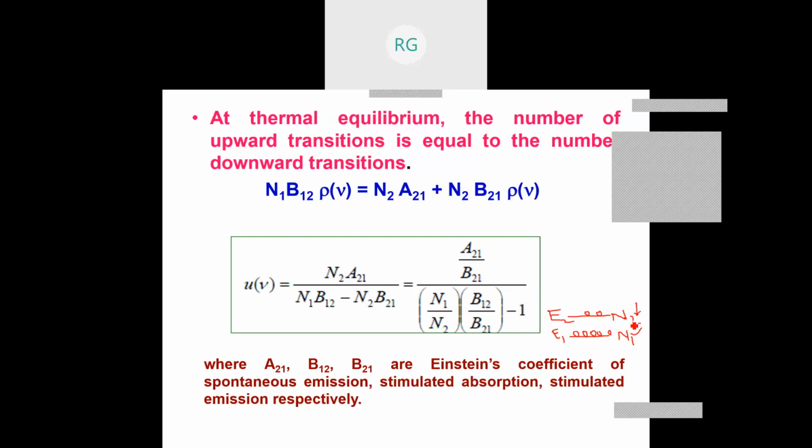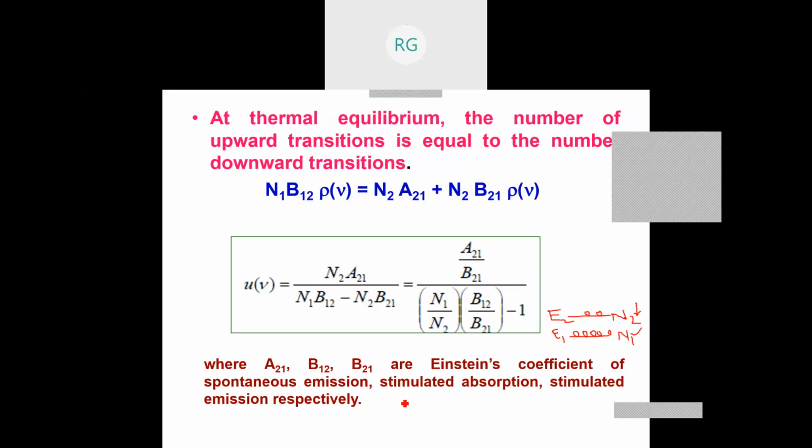So how many atoms will be there in the higher energy level at a given temperature compared to the lower energy level? That relation is given by Boltzmann. So in the above equation, we know all the constants A21, B12, B21 are Einstein coefficients of induced absorption, induced emission, and spontaneous emission.